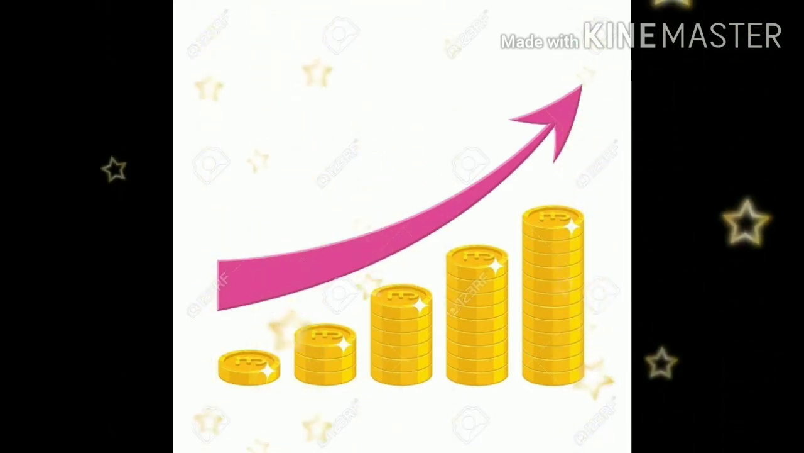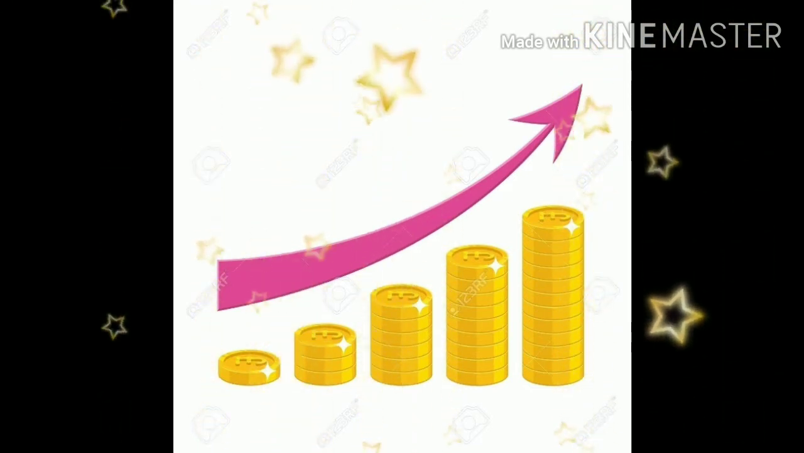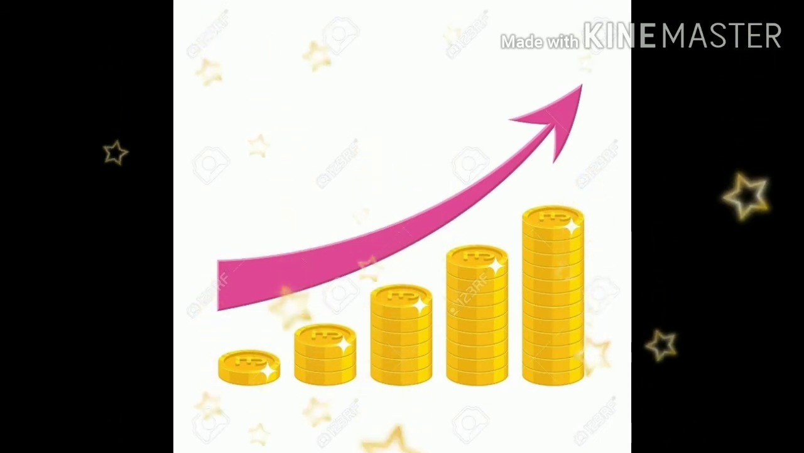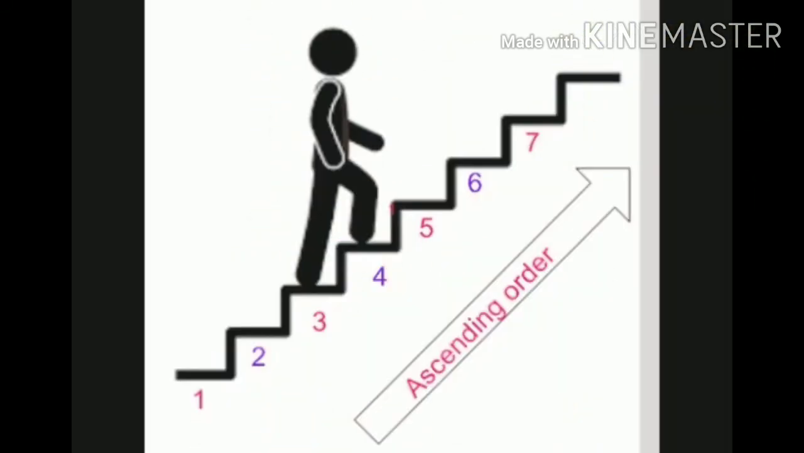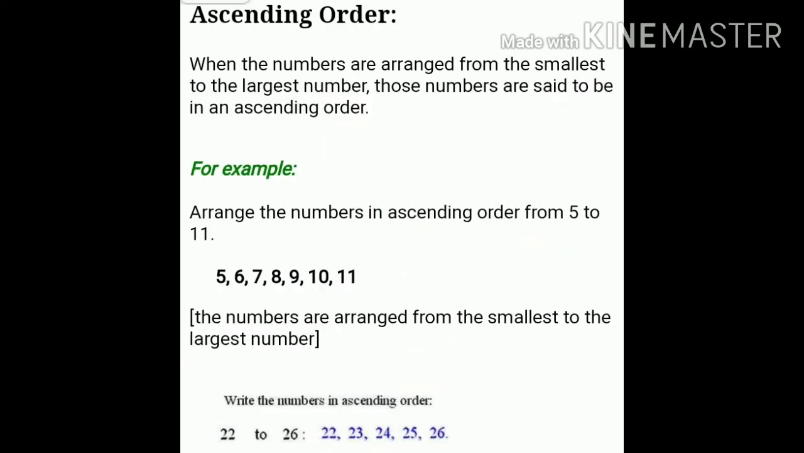See here, there is one picture. This picture shows that the coins are in increasing order. The next picture shows a man walking up the steps, which means they are in increasing order of the steps. By using these pictures we can say that numbers arranged from smallest to biggest number are said to be in ascending order.